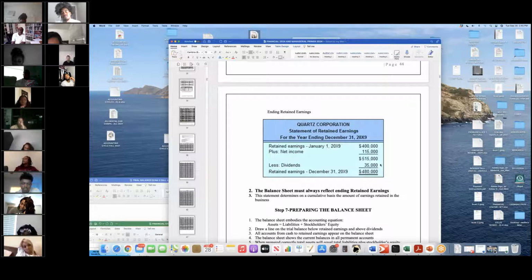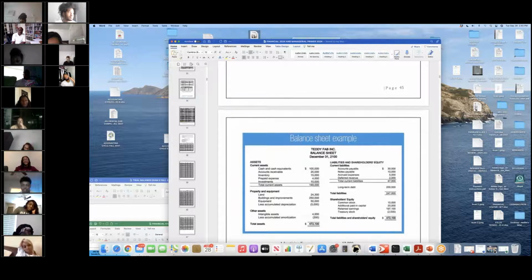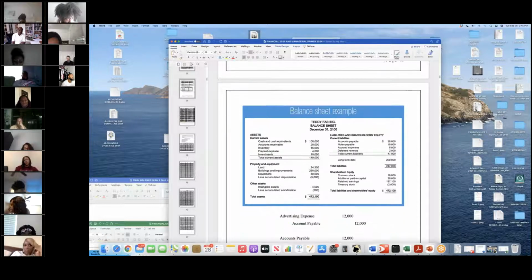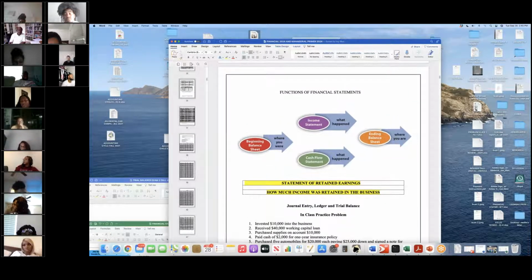And the final statement that we're working with through midterm is the balance sheet. A balance sheet reflects the accounting equation, assets equal liabilities plus stockholders' equity. Therefore, total assets must always equal total liabilities and stockholders' equity. When that happens, you know you're in balance, or at least you balance everything you've done so far.